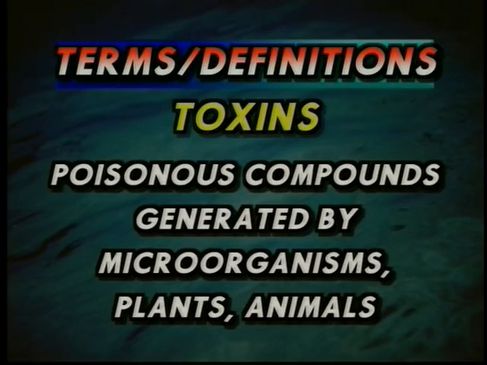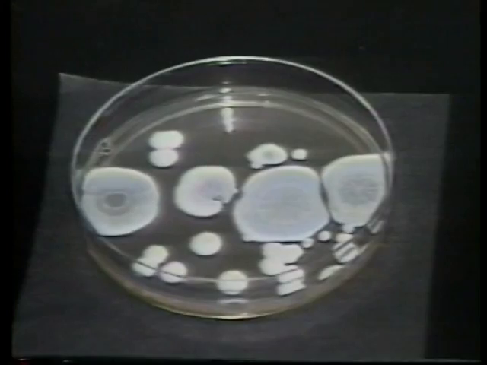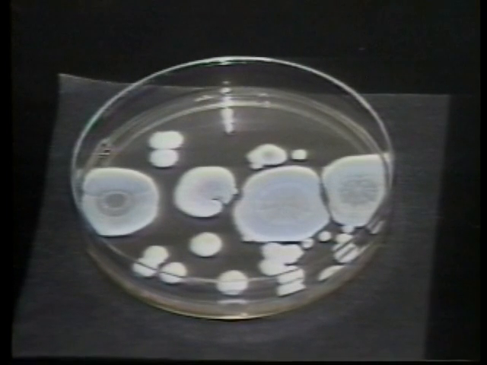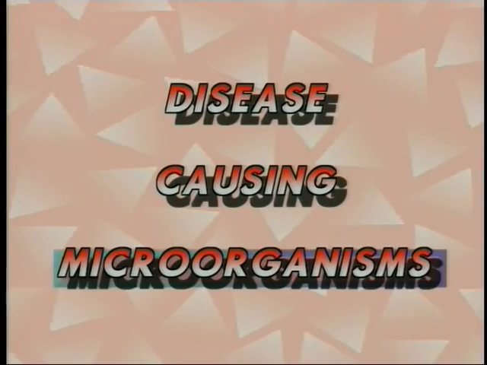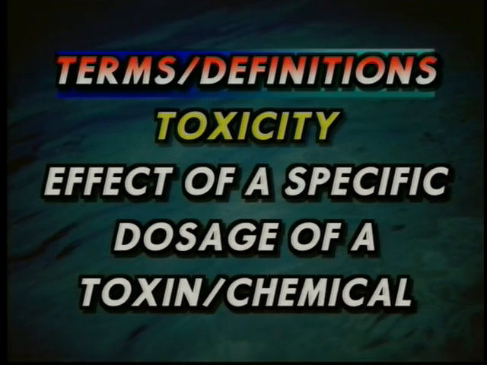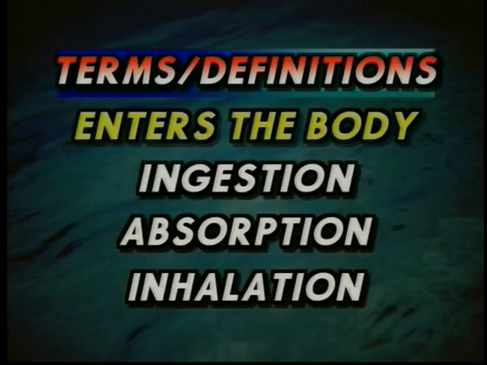First, a toxin is any of a group of poisonous, usually unstable compounds generated by microorganisms, plants, or animals. Certain toxins are produced by specific pathogenic microorganisms and are the causative agents in various diseases, such as diphtheria, tetanus, and others. Toxicity is the effect of a specific quantity or dosage of a specific toxin or chemical.